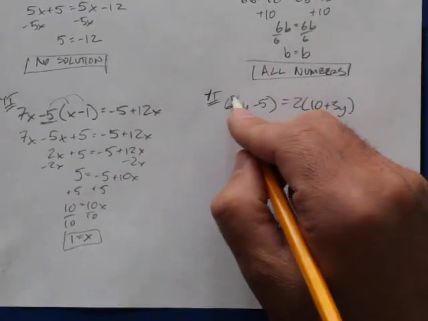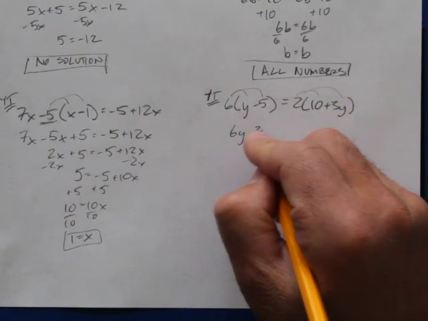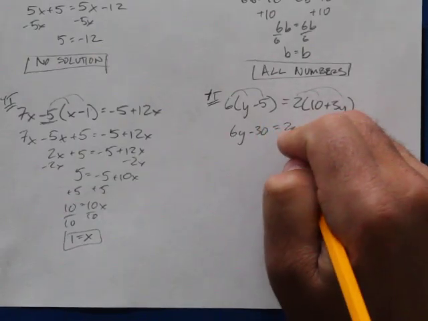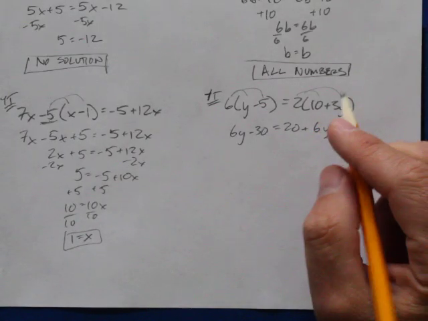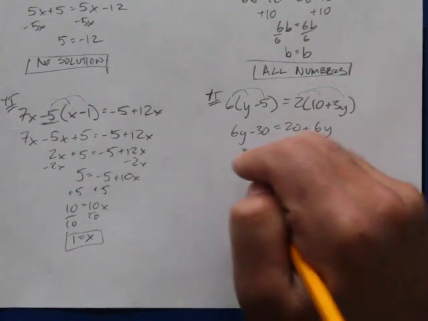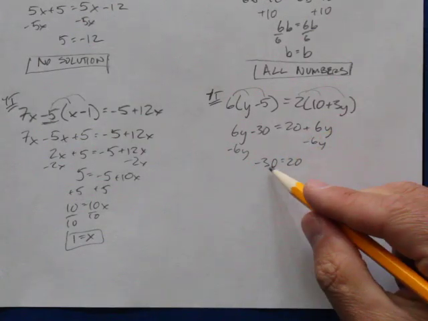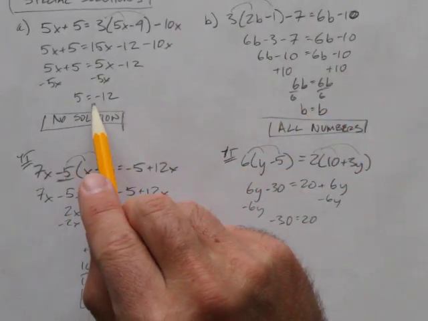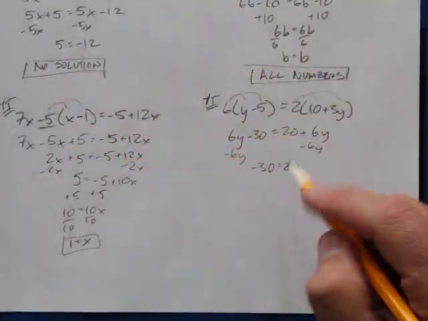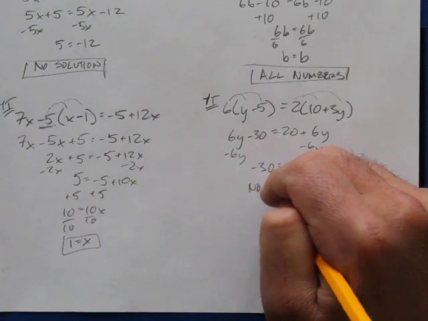And next, distribute, distribute, distribute, distribute. 6y minus 30 equals 20 plus 6y. So I am going to subtract 6y from both sides. And I end up with -30 equals 20. Does -30 equal 20? No, it doesn't. So we have an issue like this one up here, 5 equals -12, where you have two numbers that don't equal each other. This is no solution.